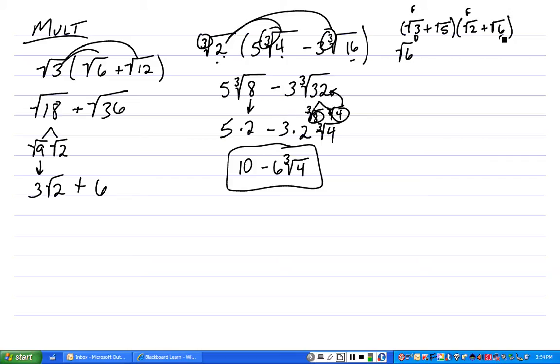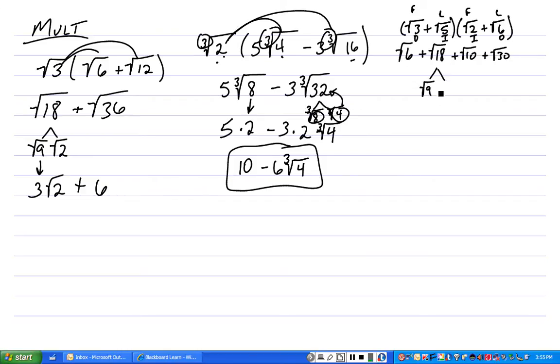Outside times outside, 3 times the 6 would be square root of 18. Inside, inside, 5 times the 2 would be square root of 10. And then last times the last, which would be square root of 30. Now we simplify these. 6 we can't do anything with. It doesn't have any factors that are perfect squares, so we just leave that alone.